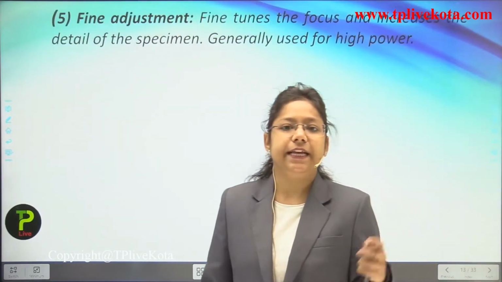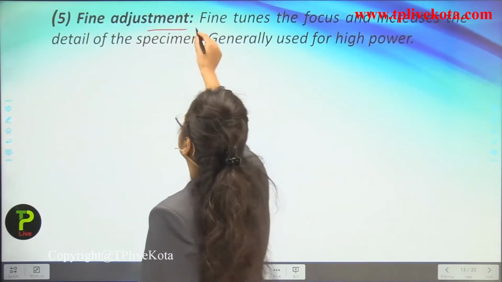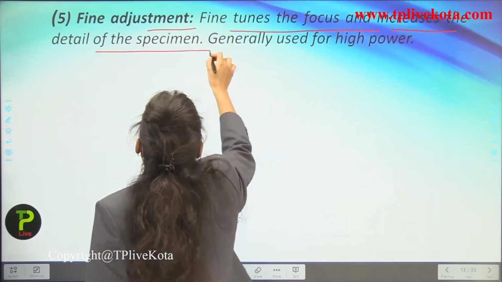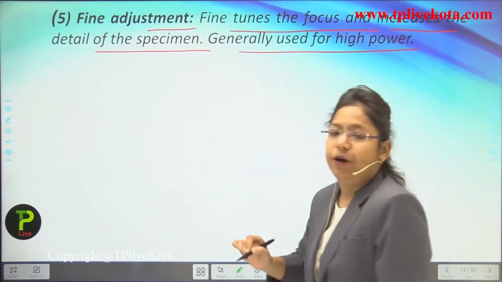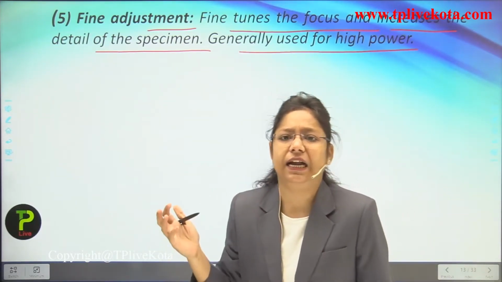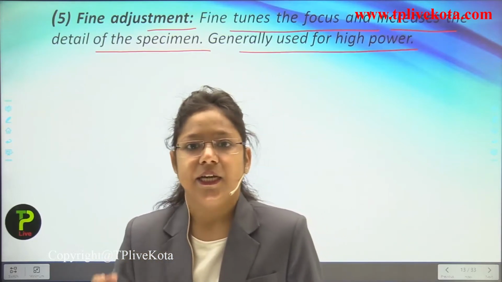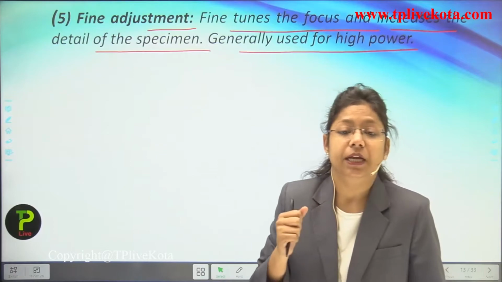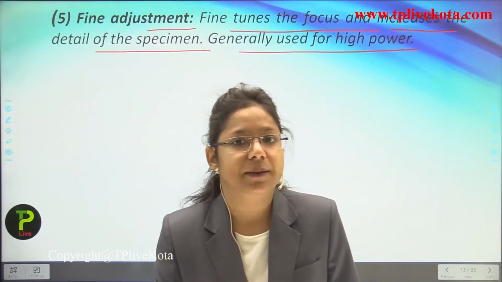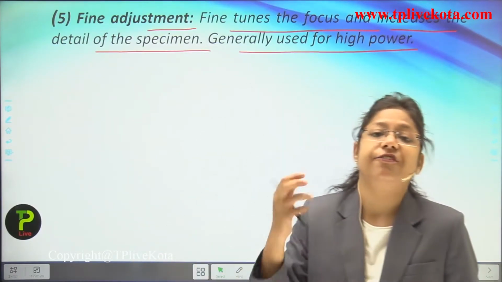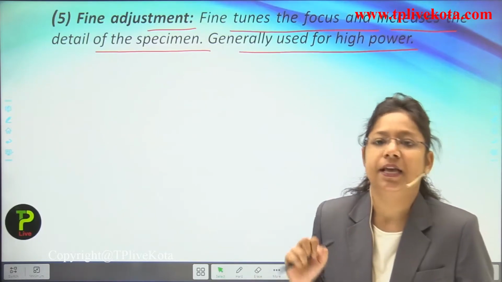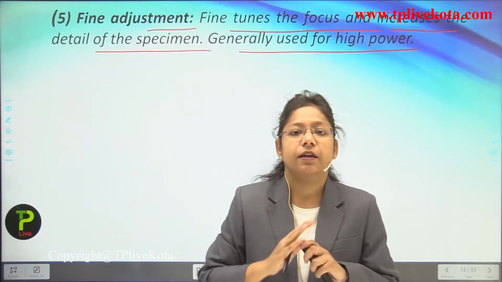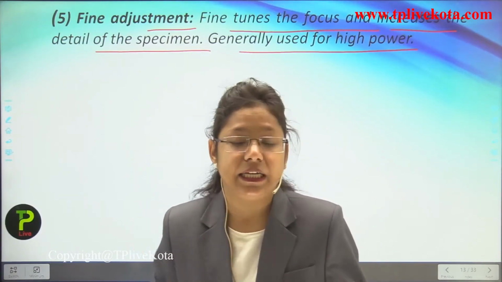Now students, the next, fifth point is the fine adjustment. It fine-tunes the focus and increases the detail of the specimen, generally used for high power. Now some cells cannot be seen easily. Even if you stain them completely, you cannot see them clearly. So to watch them clearly, we do the fine adjustment of the power lens. When it is fine adjusted, they will be visible very, very clearly to you.